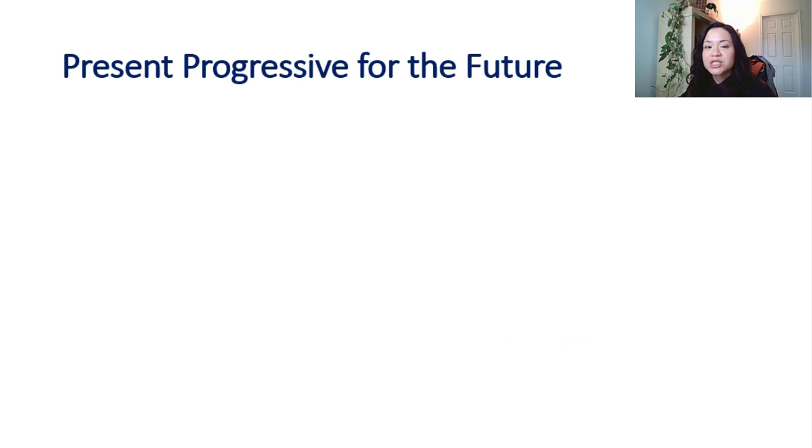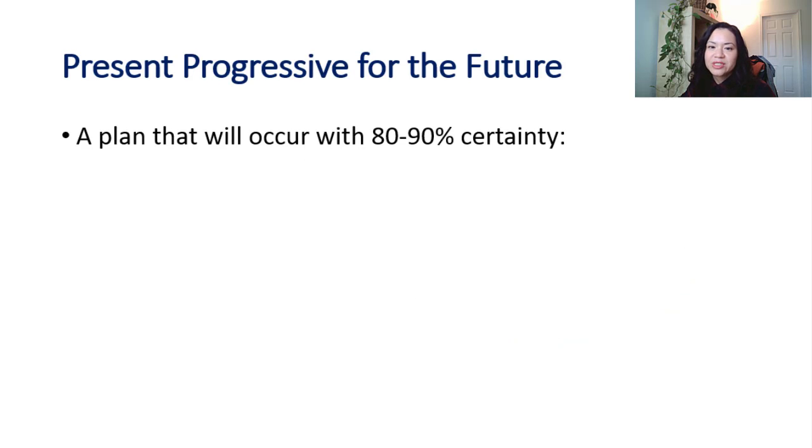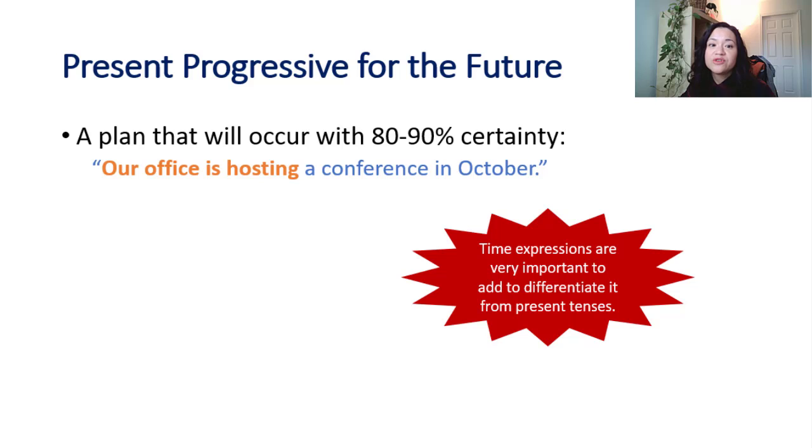For a plan which is 80 to 90% certain, we sometimes use the present continuous as an alternative to will. Our office is hosting a conference in October. Again, we will use a time expression to differentiate it from the present. This week, next week, etc.